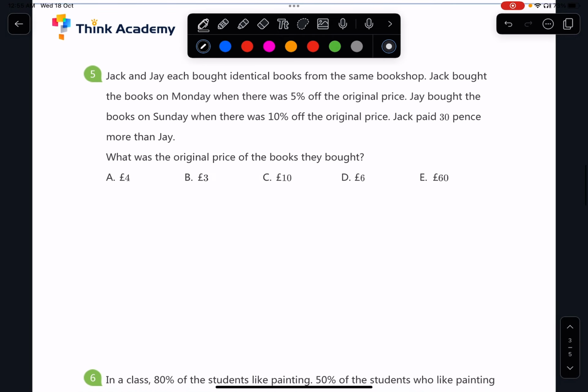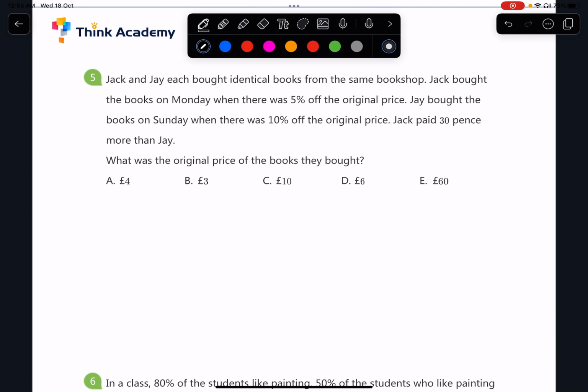Okay, perfect. So now let's go to question 5. Jack and Jay each bought identical books from the same bookshop. Jack bought the books on Monday when there was 5% off. Jay bought the books on Sunday when there was 10% off. So Jack paid 30 pence more than Jay. What was the original price of the books they bought? And this one is a little bit more tricky, so let me use the bar model to help us.